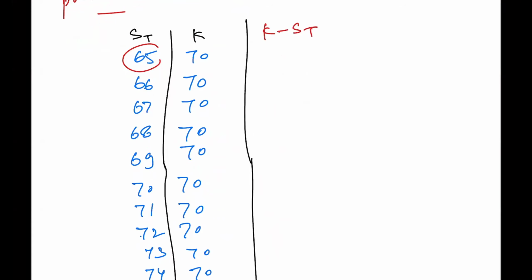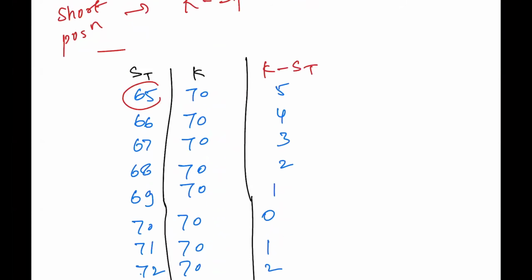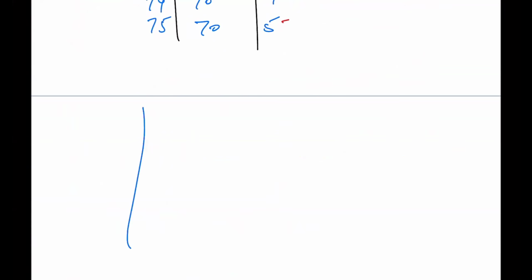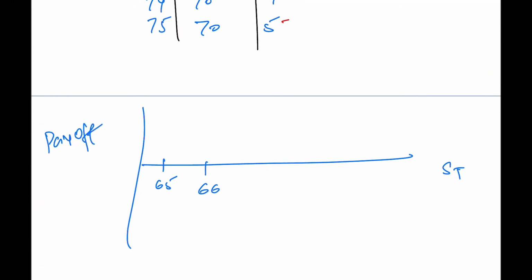So in this case, K is nothing but 70. 70 minus 65 is 5, 4, 3, 2, 1. Here it will be 0, 1, 2, 3, 4. And then here will be 5. So if you see the payoff diagram, how it will look like is something like this. We'll again plot this 65, 60. We'll plot the stock here, payoff diagram here, right?